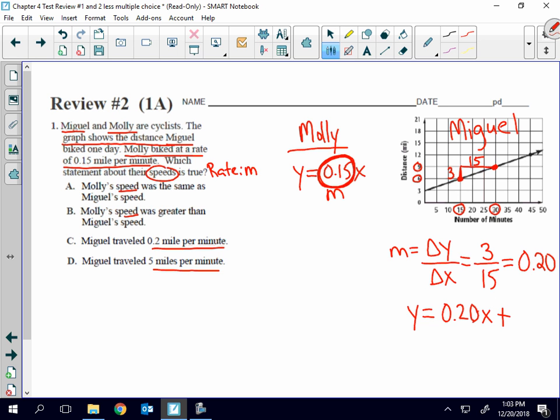Since it is a graph, I can read the b. It's where it hits the y-axis. It's plus 3. We're not really worried about that right now. We're worried about the slope. We're comparing the slopes. So I'm going to highlight them. Okay, so those are the two things we're comparing.